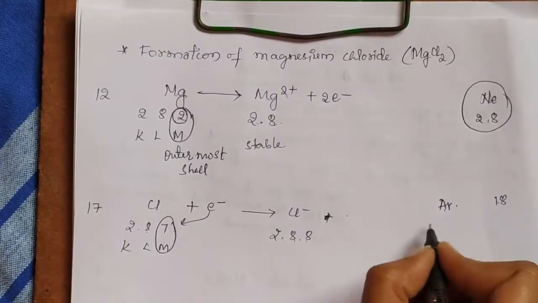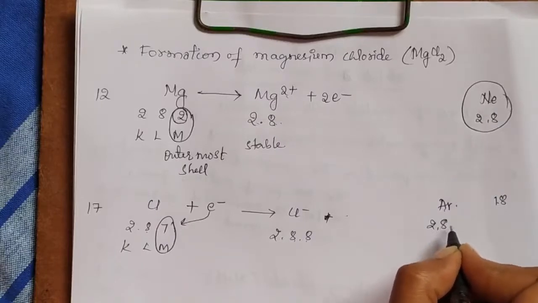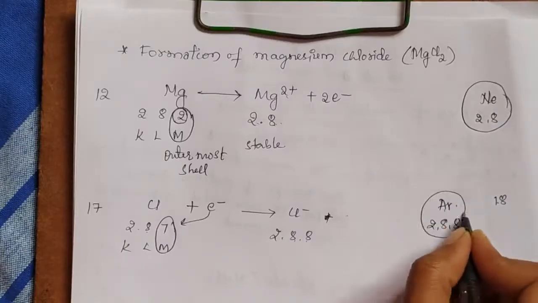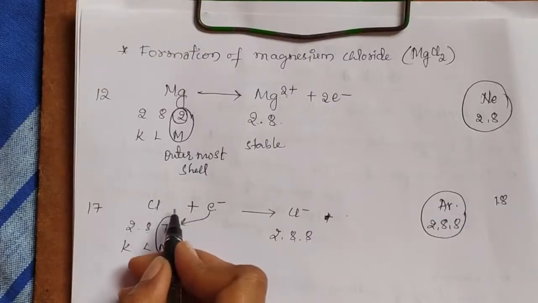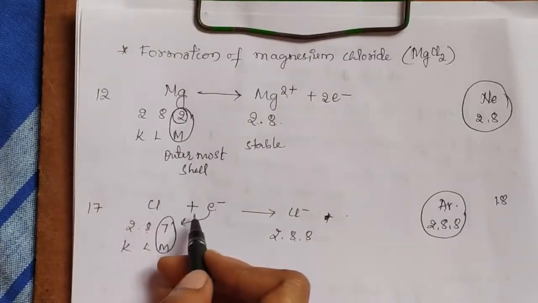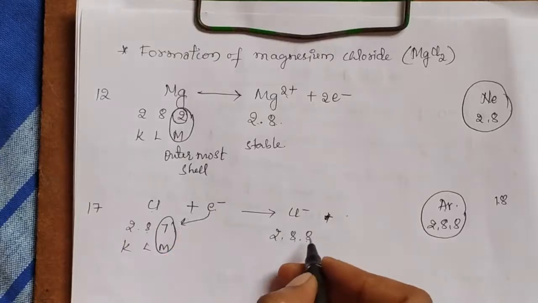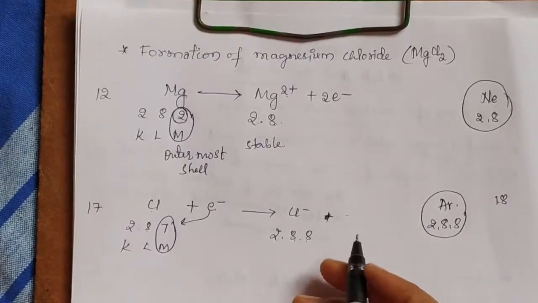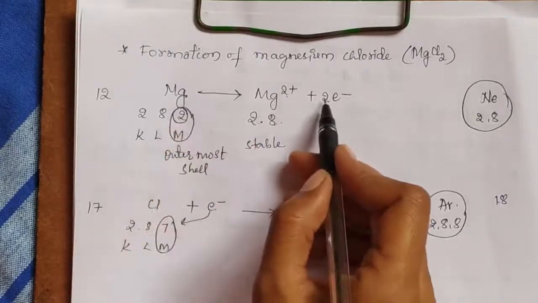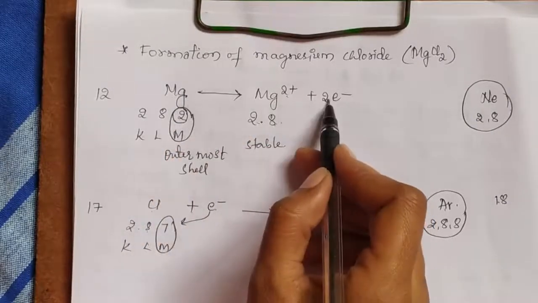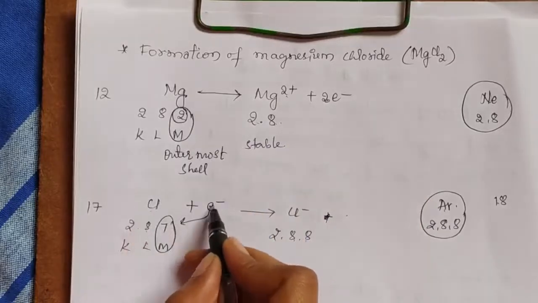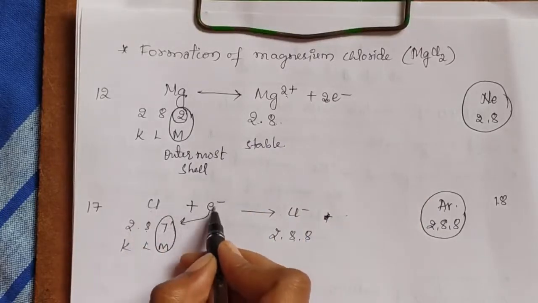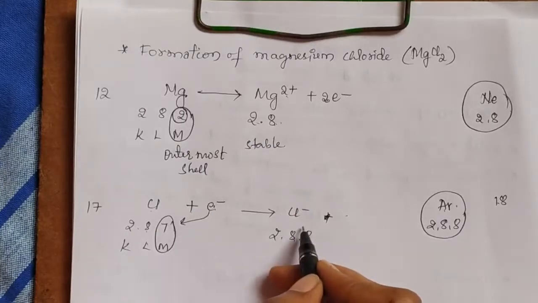Its atomic number is 18. Electronic distribution is like this: 2, 8, 8. Okay, this is a noble gas. Okay, on gaining 1 electron from magnesium, this chlorine will attain the nearest stable noble gas electronic configuration, that is argon. Okay, now but see here children, magnesium loses 2 electrons, but here one chlorine needs only 1 electron to attain the nearest stable noble gas electronic configuration.